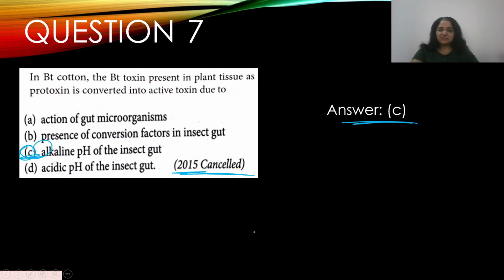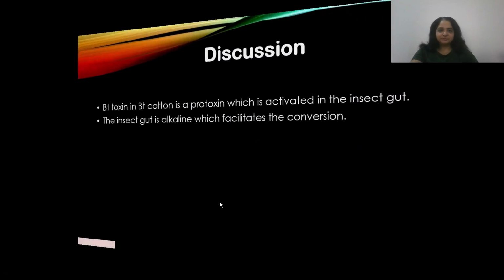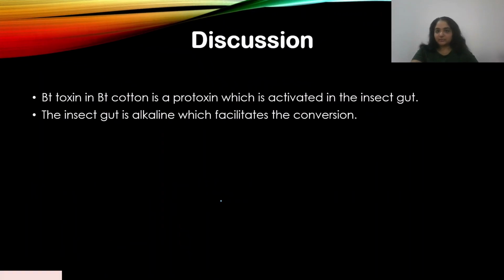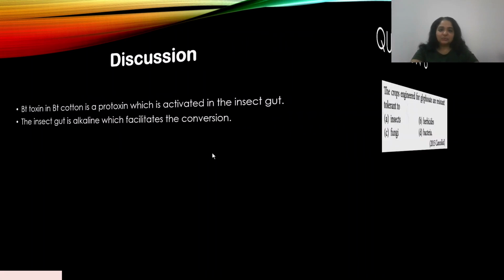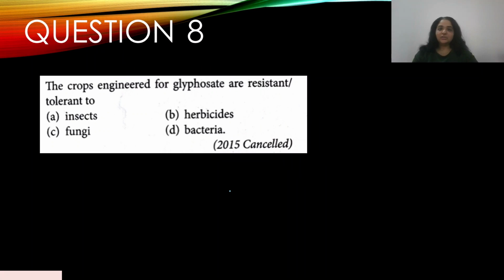We already discussed this, so this is just a repeat of questions. It seems like an important topic which has appeared over and over again. BT toxin in BT cotton is a protoxin which is activated in the insect gut. Insect gut is alkaline, which facilitates the conversion. Okay, so I've already explained this. We'll move on.